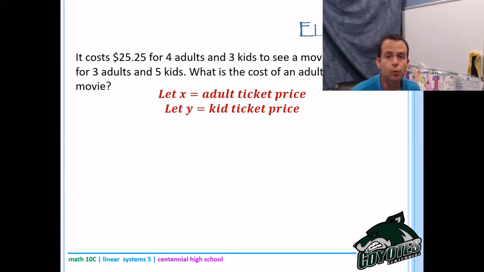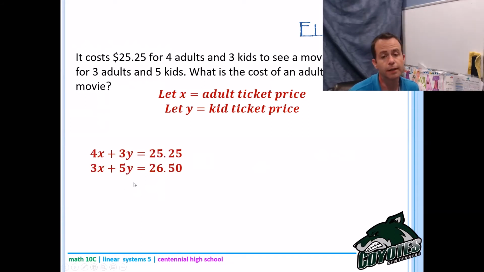Now, we know that 4 adults, so that'd be 4X, and 3 kids would be 3Y, cost $25.25. And we know that 3 adults and 5 kids cost $26.50. So here's my system that I'm ready to solve. I either want to look at eliminating X or eliminating Y. Doesn't really matter on this one. I'm just going to walk you through both of them for a sec, just so that you get an idea of what's going on here.